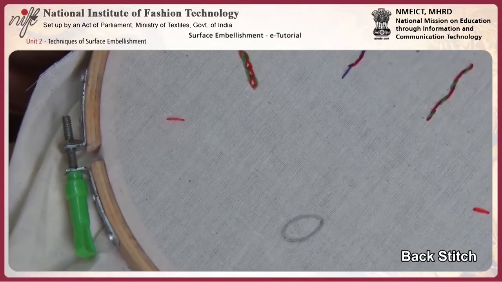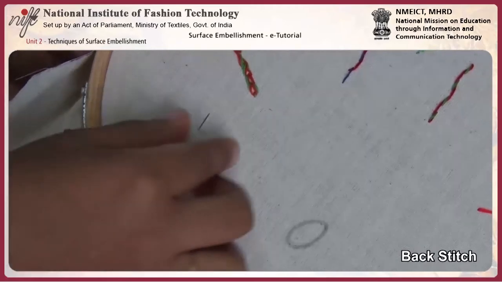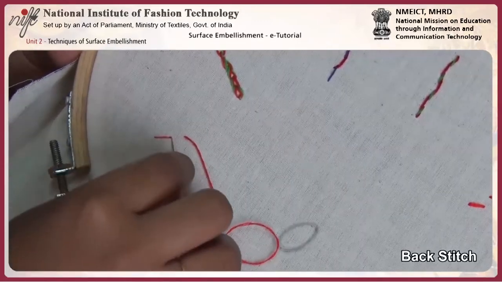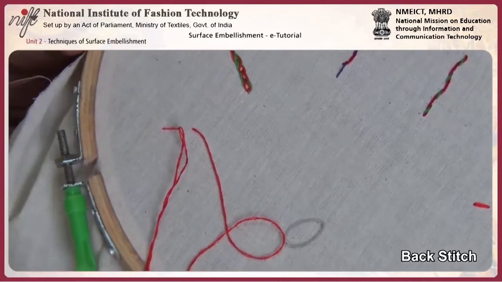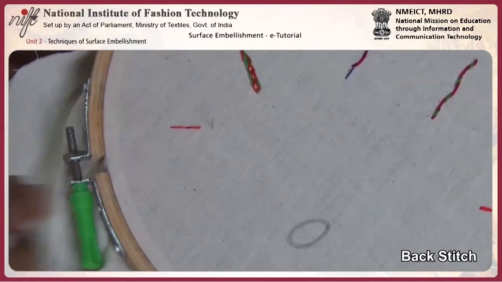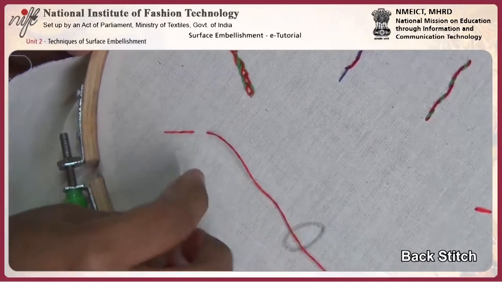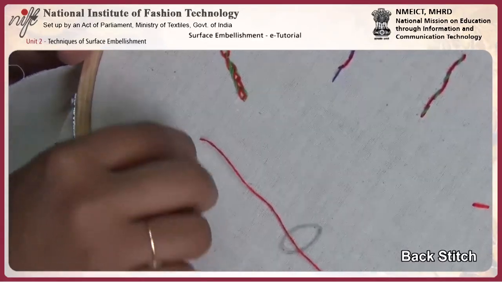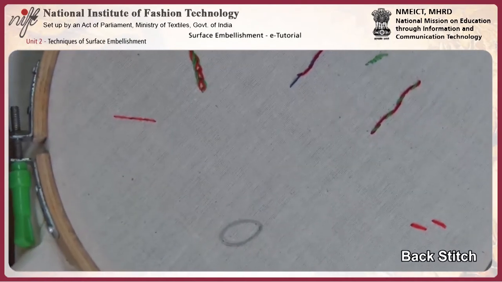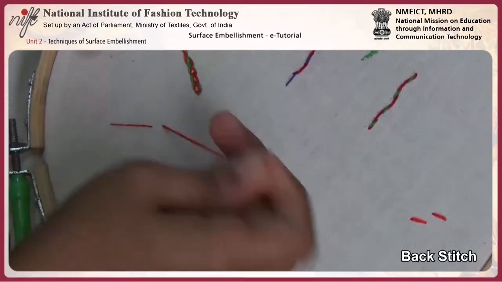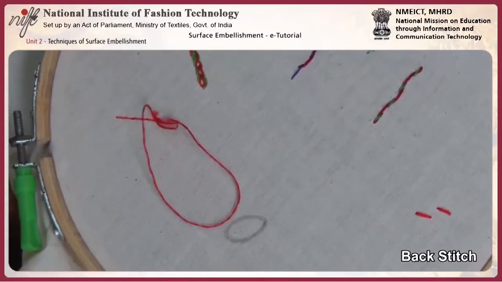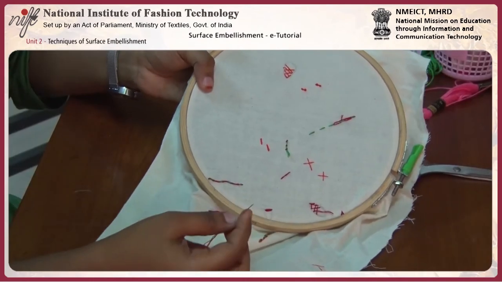Then, instead of going into the front, move it to the back, to the end point of the first stitch. Similarly, with equal distance, go to the end point of the second stitch, and the end point of the third stitch. The next stitch is blanket stitch.